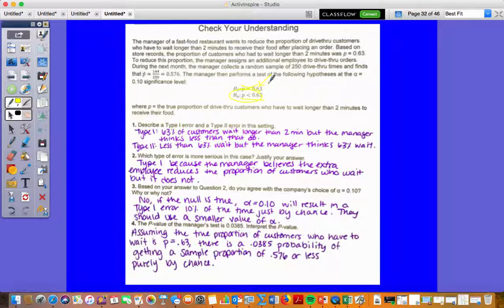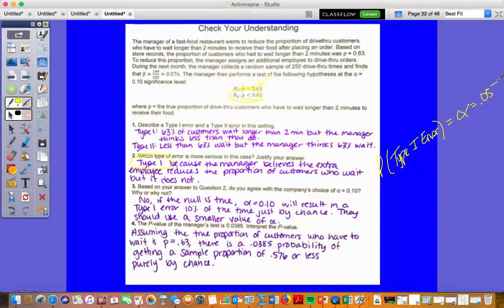Which is the worst? Which is the proportion of people who wait more than 1, 2 minutes? 0.63. So if I do not want to give the wrong decision, what is the probability of type 1? It's the alpha level, right?